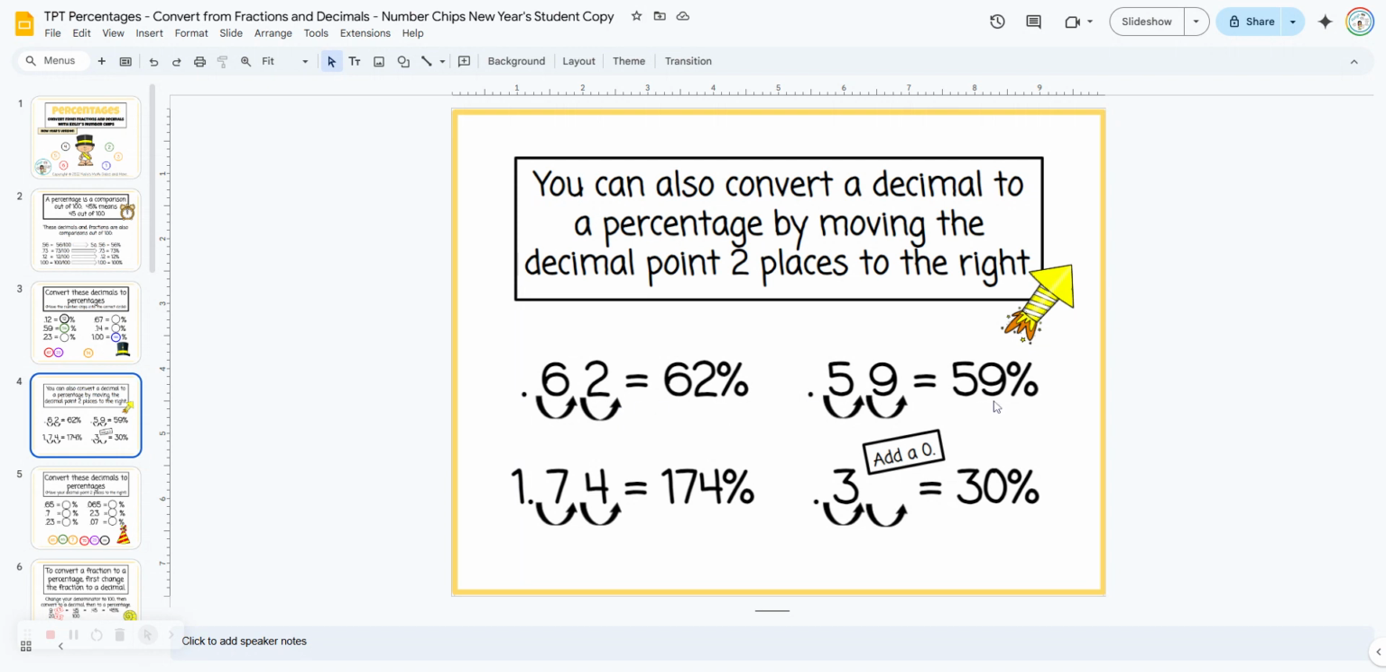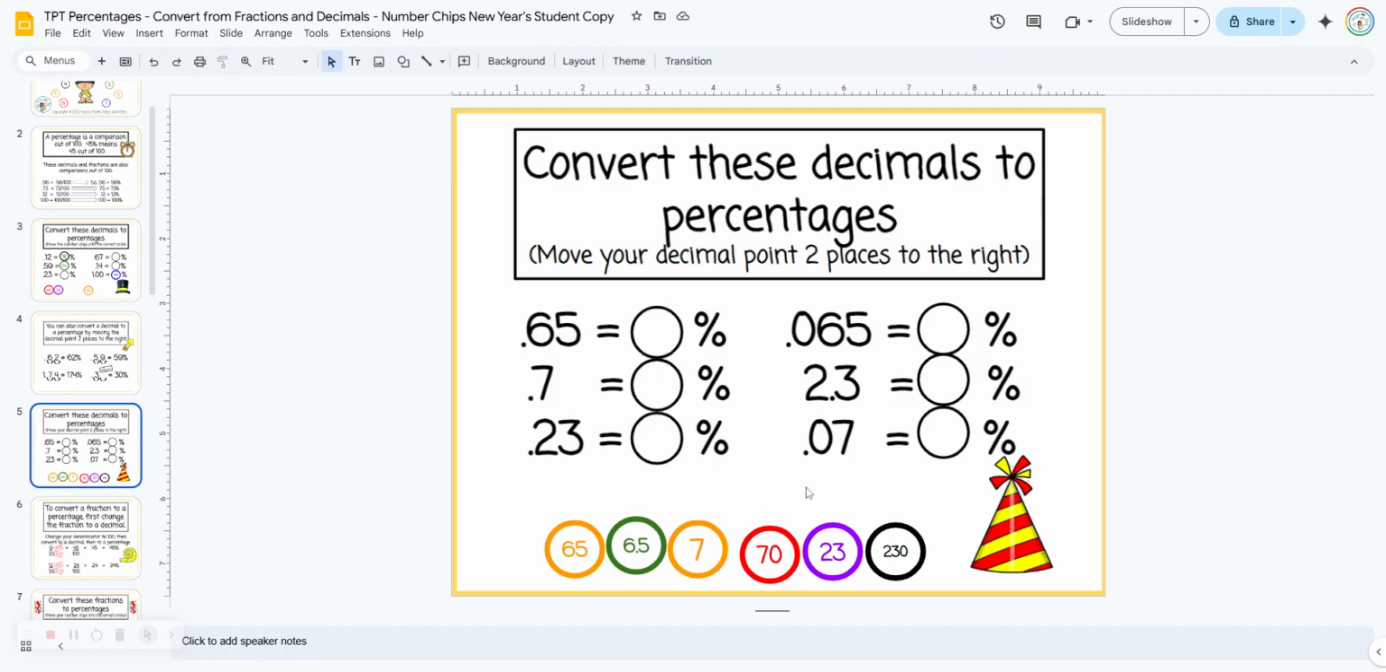Here 59%. Here's an example where we have a whole number. So this would be 174% if we move that decimal point. And then here, if we have to move the decimal point 2 places and there's no number here, we're just going to add a 0. So that's 30%, not 3%.